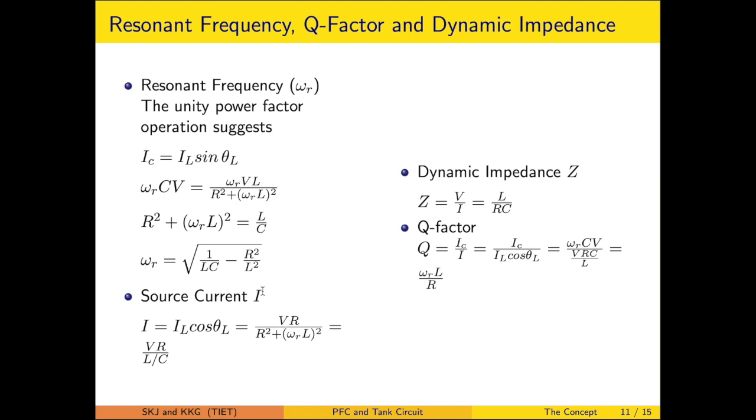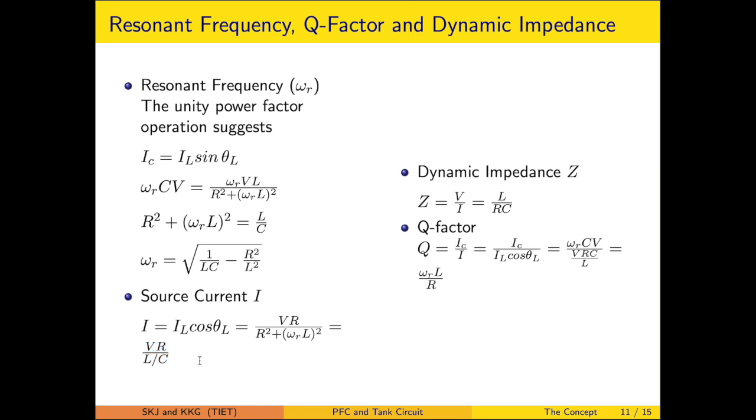So at resonance, the current drawn by the effective combination, or you can say the current supplied by the source, will be IL cosine theta L. So this IL cosine theta L is rearranged into the form likewise. So the IL expression is substituted, the cosine theta L value is substituted. Now we can make substitution of the resonant frequency as well. So this reduces to a simple term, I is equal to VR upon L upon C.